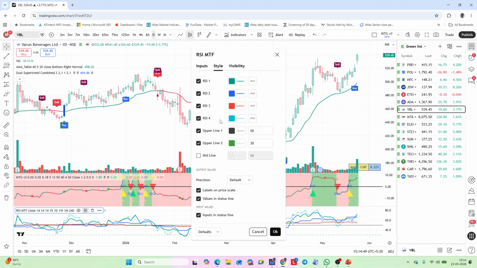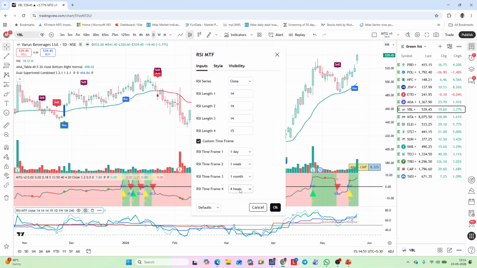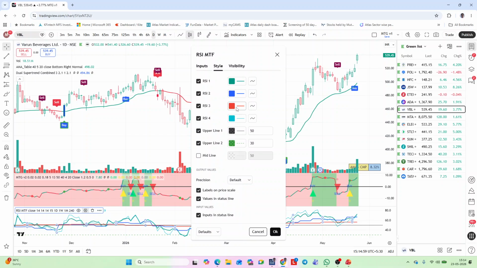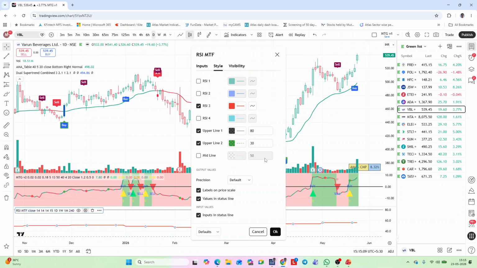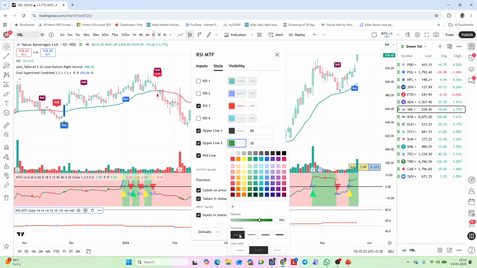So you need to go to settings, and first you need to see where the monthly is. If you see here, monthly is on RSI time frame 3. So we don't want 1, 2 and 4. We want just 3 here. And the upper setting, I will change it to 80. Middle line, I will change it to 50, and lower I will change it to 30. And this one also I will make it a line.